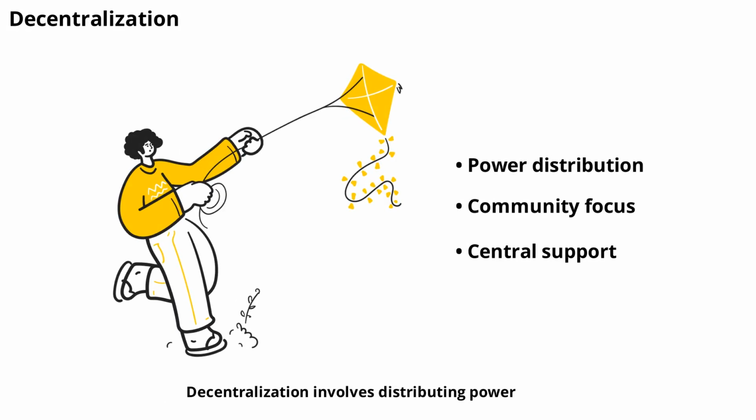Decentralization involves distributing power and responsibilities to local governments. This helps tailor services to community needs and increases system resilience. Regular coordination and support from central authorities ensure that decentralization works effectively.